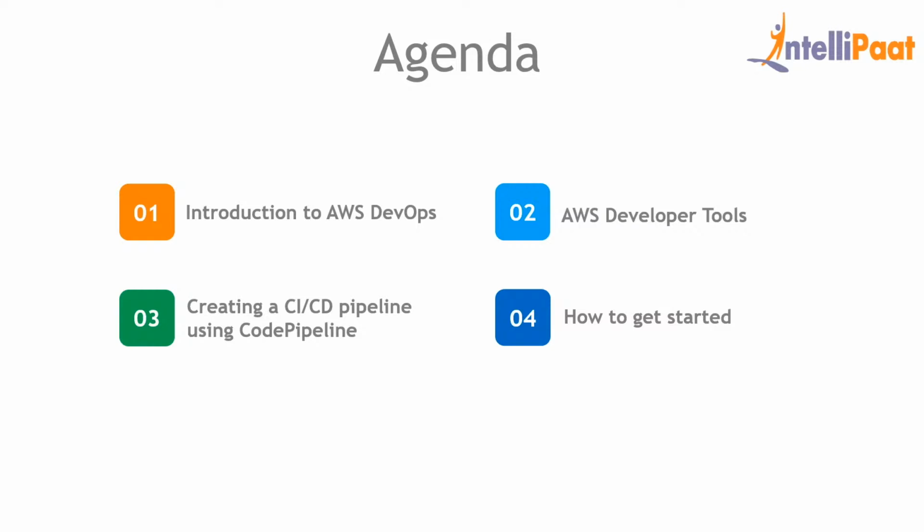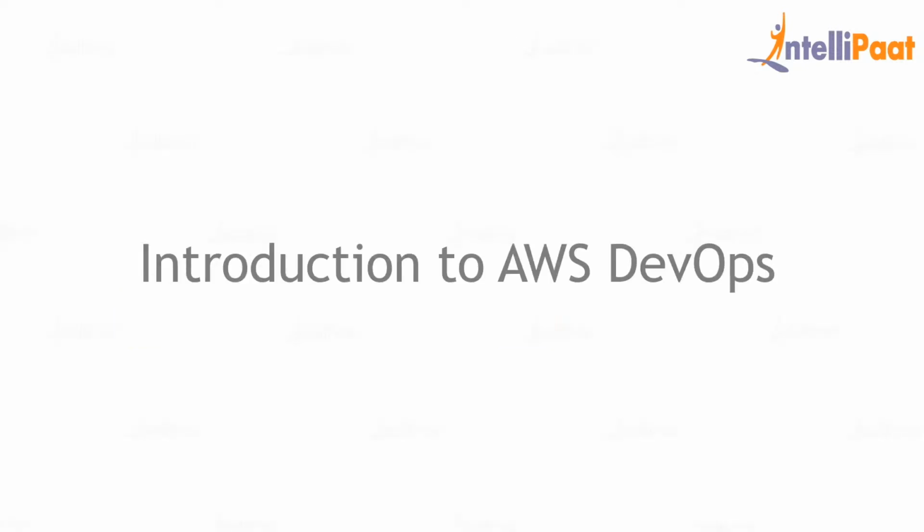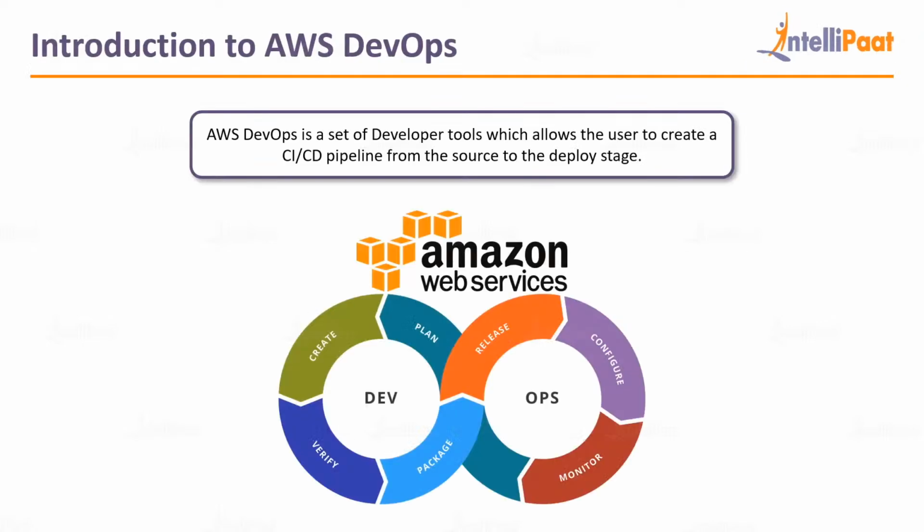So first, let's start with the introduction to AWS DevOps. What is it? AWS DevOps is not a single tool. It is a group of developer tools, a set of developer tools which allows a user to create a CI/CD pipeline from the source stage, which is the GitHub repository or any repository of the code, to the deploy stage, that is, deploying that application to a production environment. So you can create a complete CI/CD pipeline using the developer tools provided by AWS.